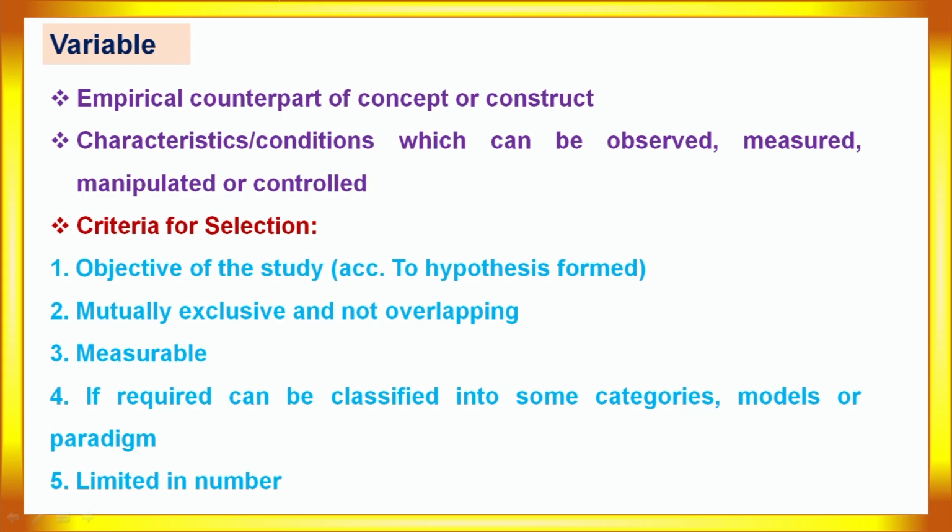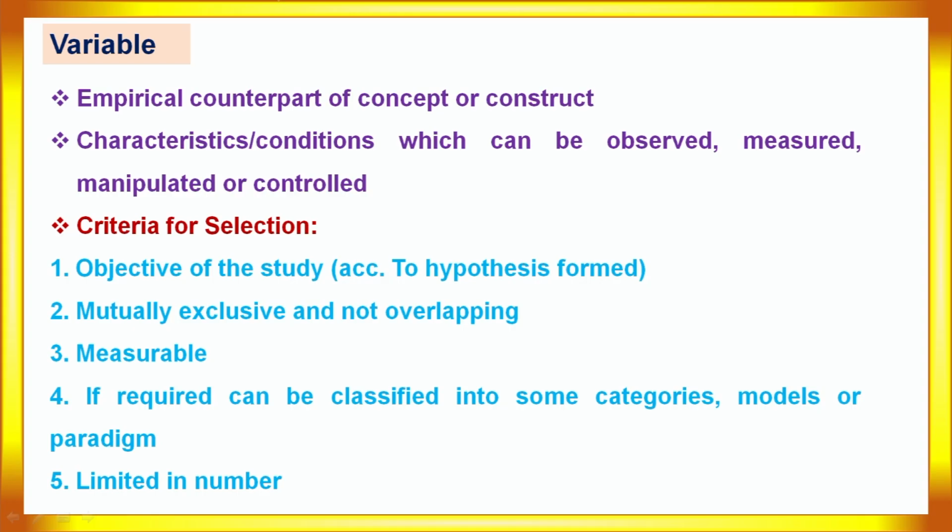So, how do we select variables for research? Variables are selected according to the objective of the study. Objectives are formed based on the hypothesis, or the hypotheses are the direct counterpart of the objectives. Another important thing is that whatever variables you select should be mutually exclusive and not overlapping in nature.